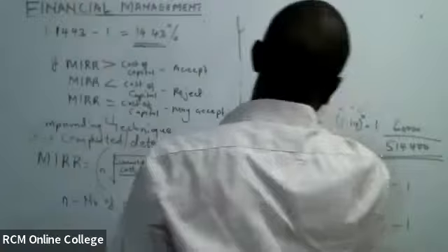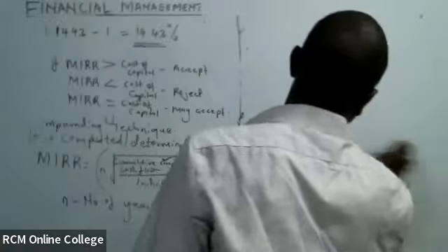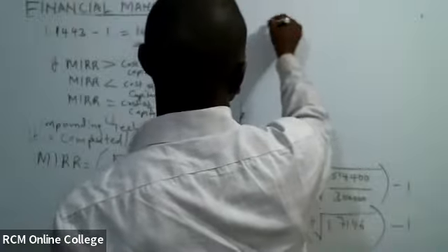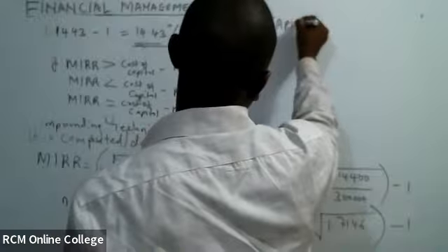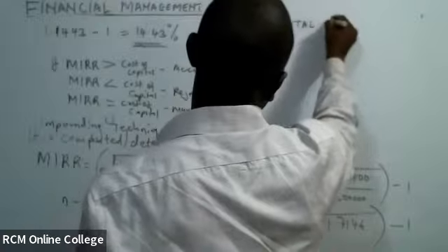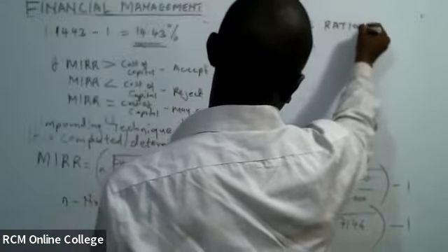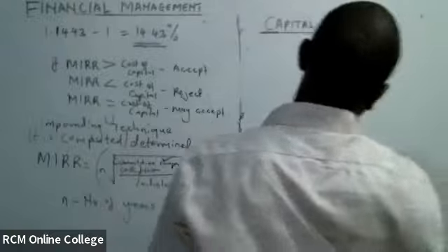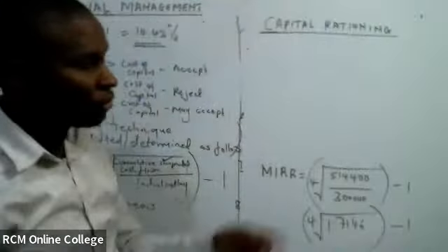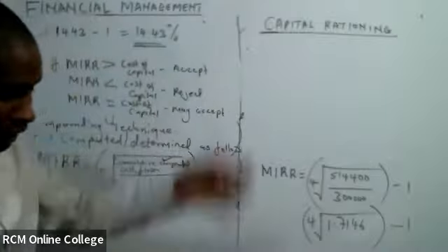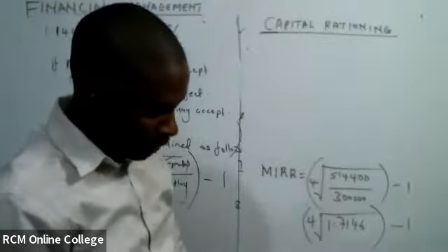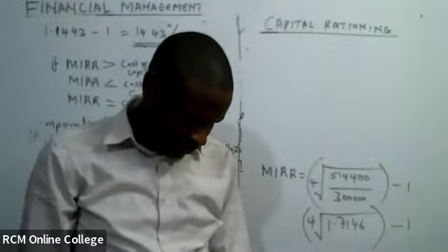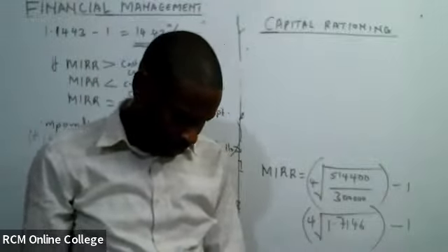But we have some assignment for you. There we have capital rationing. We shall be able to look at the types of capital rationing. We'll be looking at the causes of the capital rationing, or those types. That would be it. So let's have several assignment hapa.